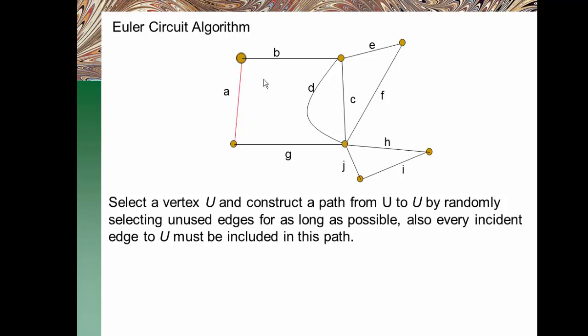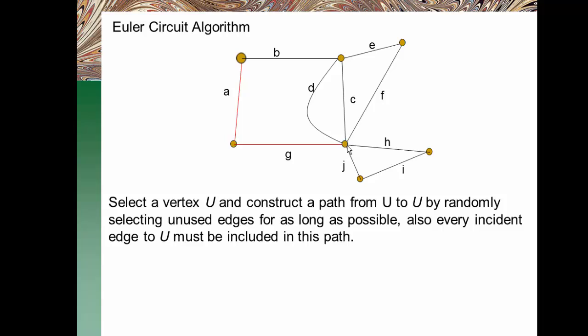If we choose edge A, then we arrive at this vertex here. We go through edge G. At this moment, we arrived at this vertex. At that vertex, we have several options. We can go through edge D, C, F, H, or J.